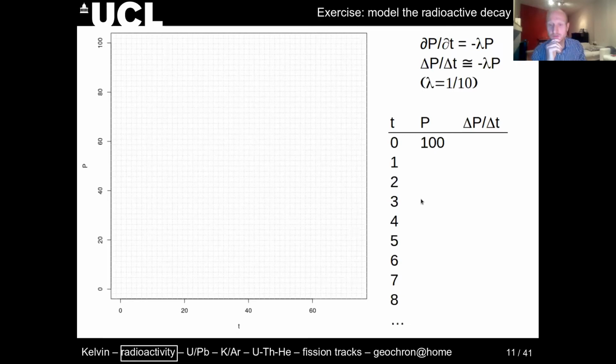So my question to you, which you can enter in the Q&A box and which Pete will read to me, is during the first time step, so at time 0, what is the rate at which we are losing parent as a function of time, given that we start with 100 units of P and that lambda is 0.1. It's a very simple question. As soon as somebody enters an answer, I will proceed.